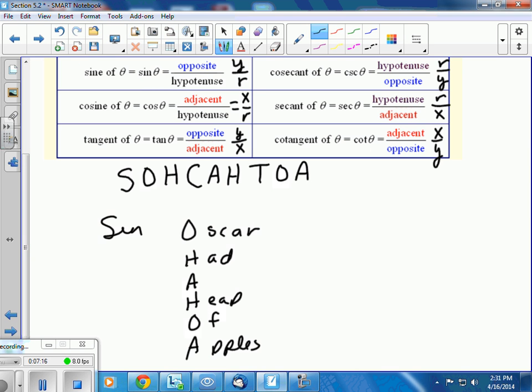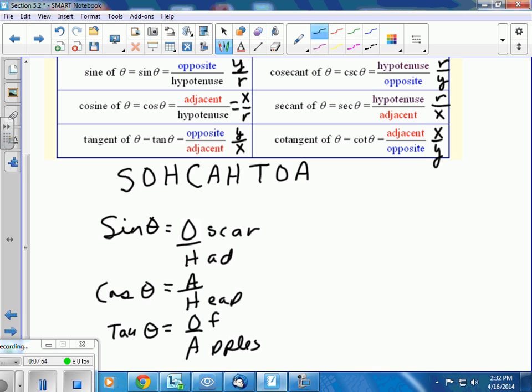So it's the sine of theta, the cosine of theta, and the tangent of theta. So I just set mine up as the sine, cosine, tangent, and then I go right down. Oscar had a heap of apples. You have to know those 3. You have to memorize them. Find a way. If you like SOHCAHTOA, that's fine. If you like Oscar had a heap of apples, that's fine.